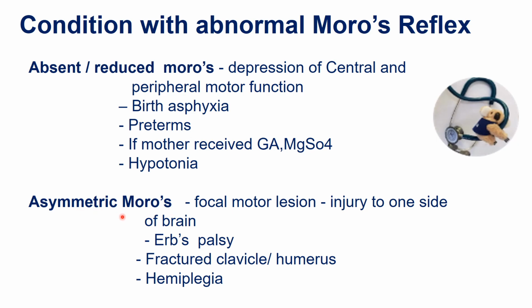So if there is an asymmetrical Moro reflex, then you have to suspect a focal motor lesion, that is injury to one side of the brain, which occurs in Erb's palsy, fractured clavicle or humerus, and in case of hemiplegia. So Erb's palsy occurs when there is a brachial plexus palsy.